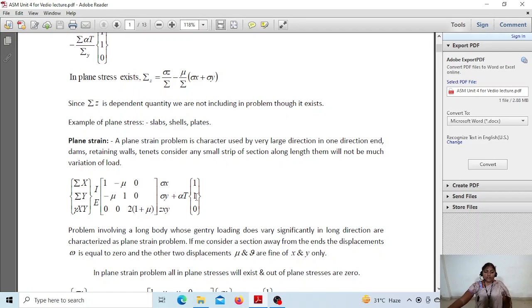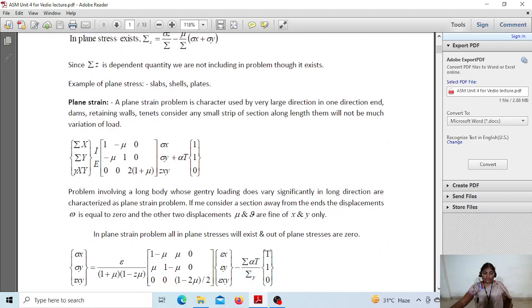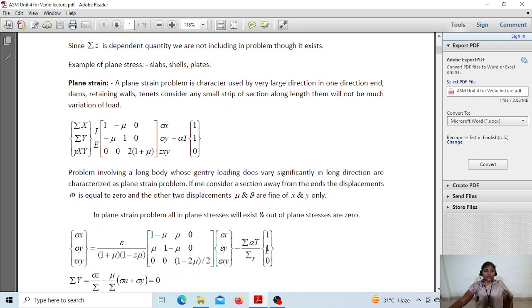Now, plane strain problems involve bodies whose loading does not vary significantly. Like if you see a dam problem, loading will be uniform. Such problems are characterized as plane strain problems. Now, this is one more relation. You are given a relation from epsilon x, epsilon y, gamma xy to sigma x, sigma y, tau xy. This is the relation given.